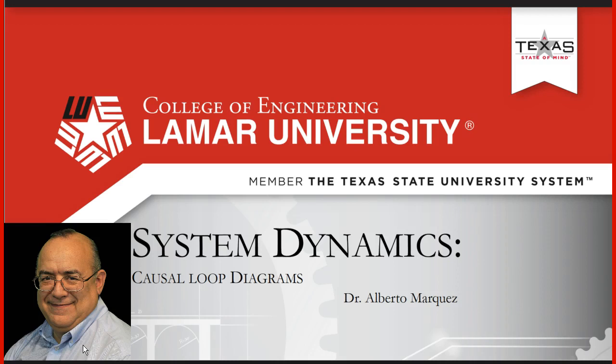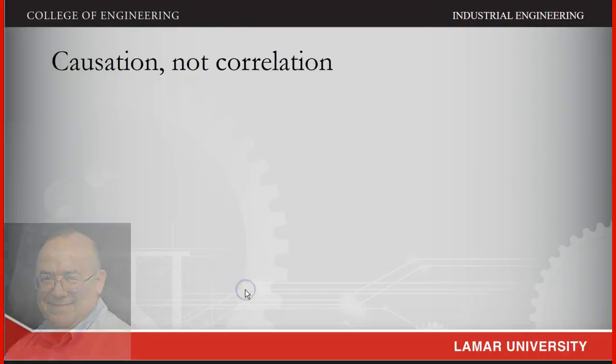In this video, we will discuss system dynamics. Particularly, we will talk about causal loop diagrams. Causal loop diagrams reflect how one variable affects the other, and we need to make sure that the way that we construct them follows certain guidelines.